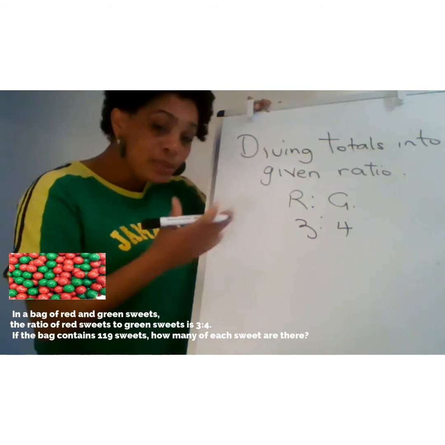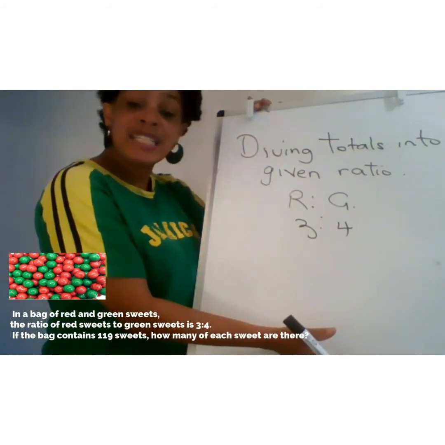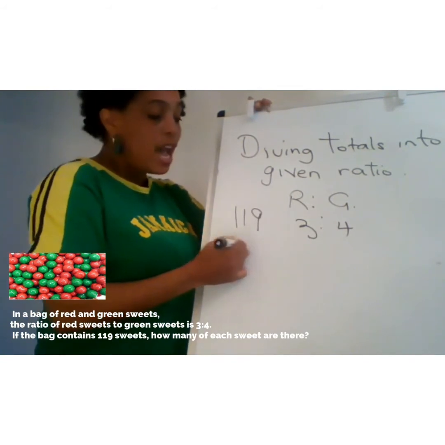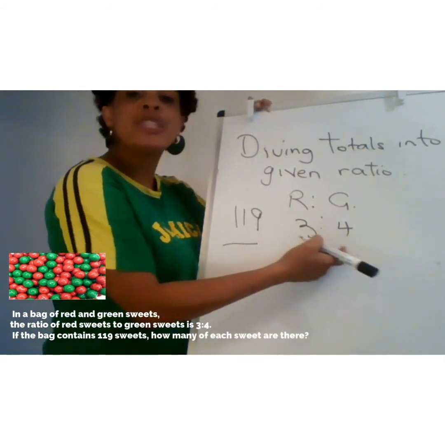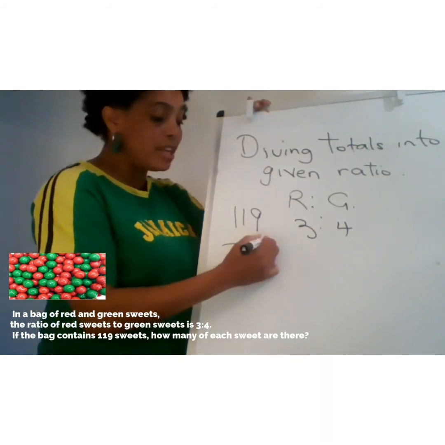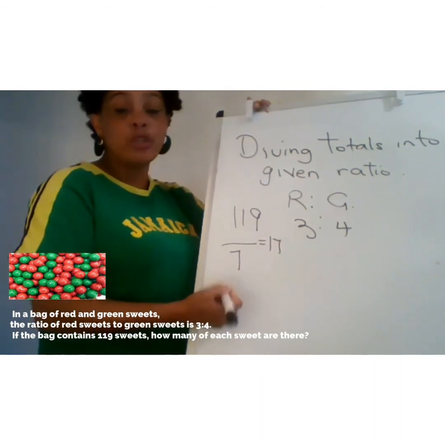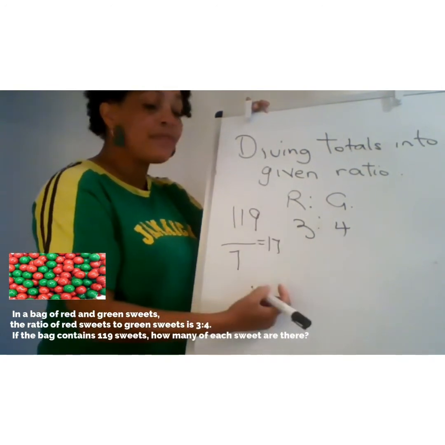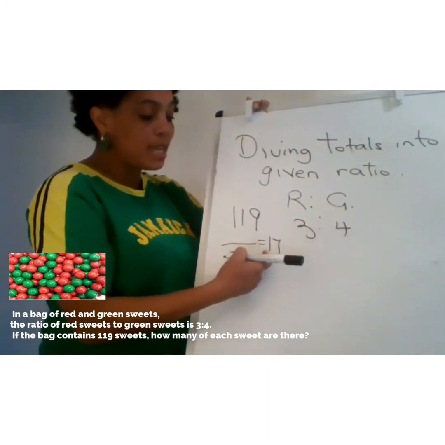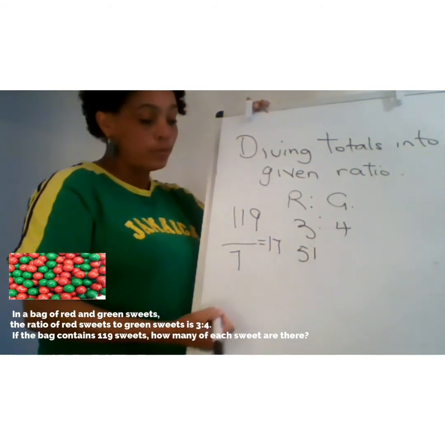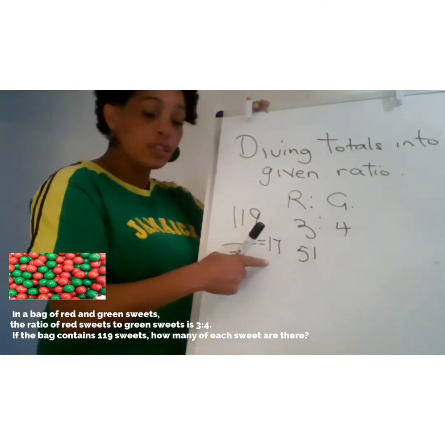So, the easiest way we could do this without putting it in a table is to say I have 119 sweets. I'm going to be sharing it into 7 parts. So 119 divided by 7 is going to give us 17. So 1 part is 17. So 3 parts will be 17 times 3. So 3 times 10 is 30, 3 times 7 is 21. So that would be 51. 4 parts would be 4 sets of 17.